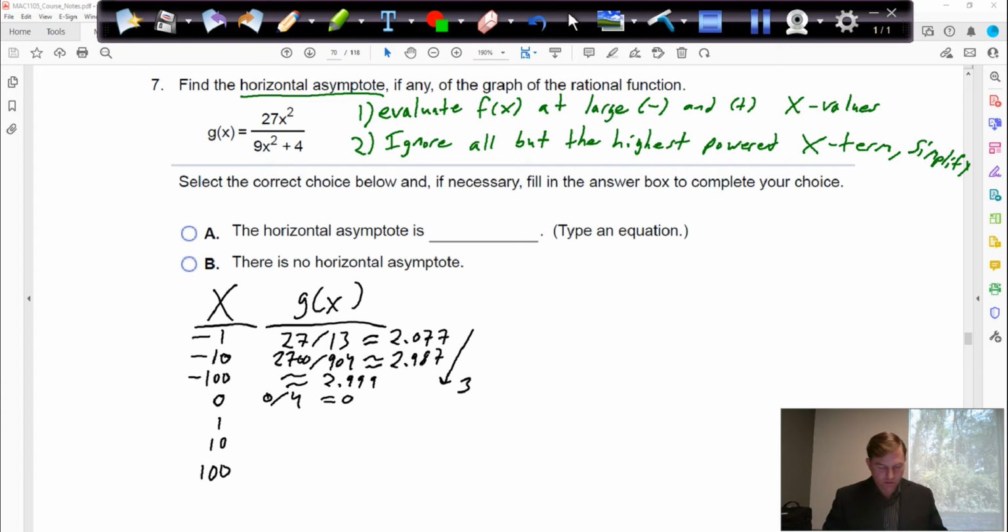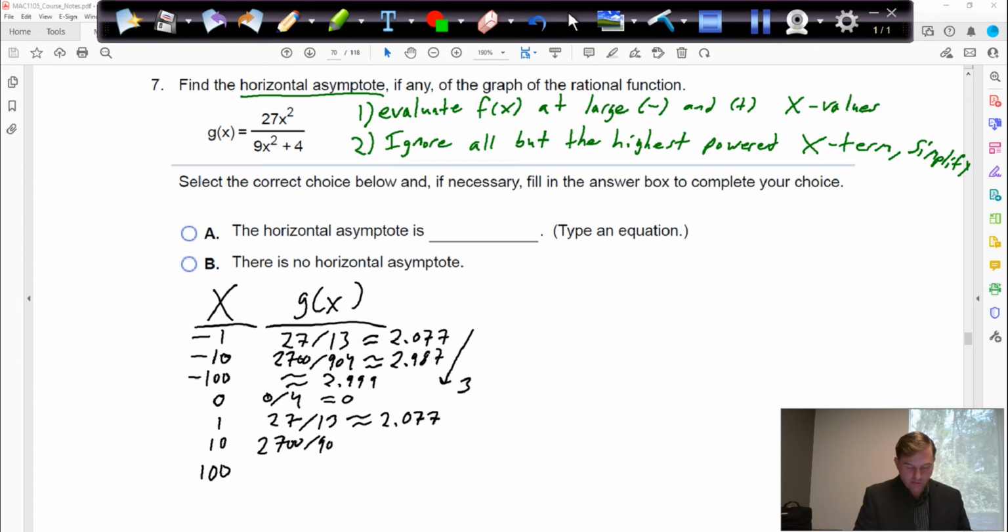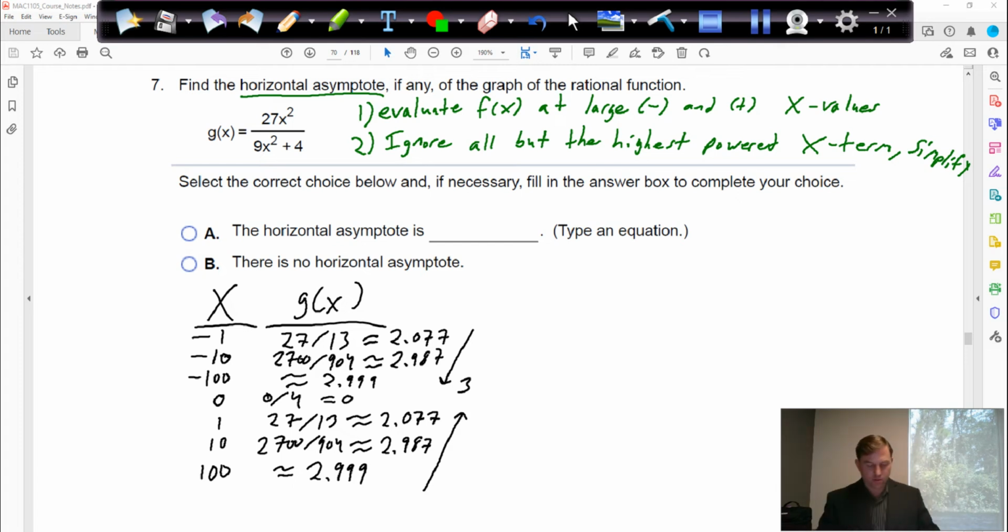It's not approaching 3. If you plug in 1, because of these squares getting rid of the negatives, you get the exact same numbers. So you get 27 over 13, which is approximately 2.077. And then you get 2700 over 904, which is approximately 2.987. And then this one you get approximately 2.999. So these are also approaching 3.